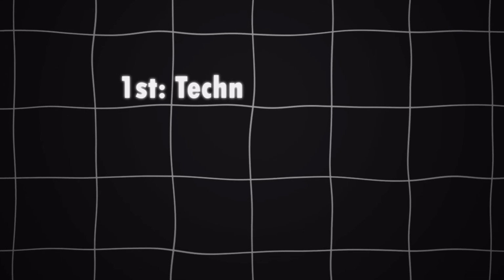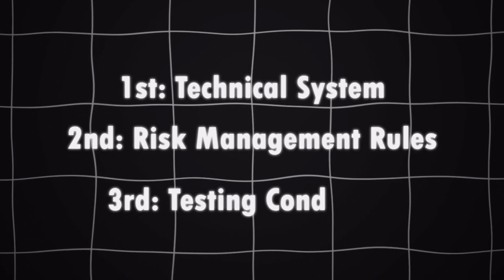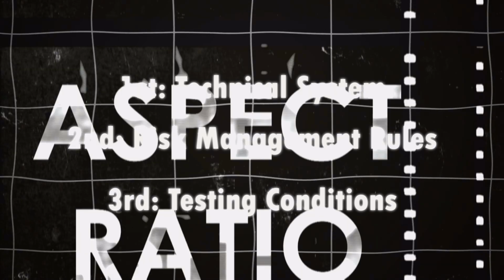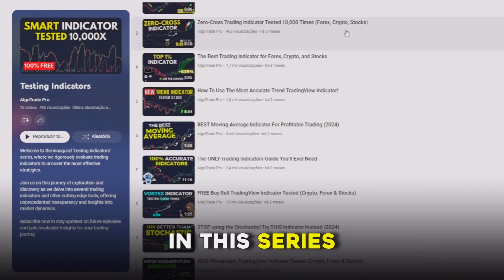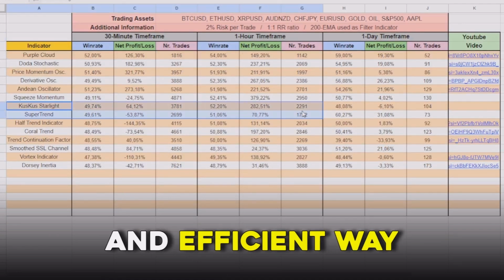As usual, to do this we need three things. First, the technical system, second, the risk management rules, and third, the testing conditions. And these three key points are always the same for each indicator I test in this series, so I can later compare them in a fair and efficient way.